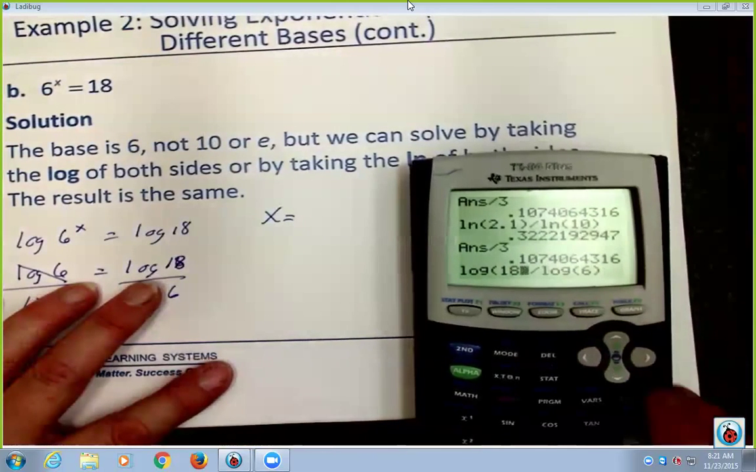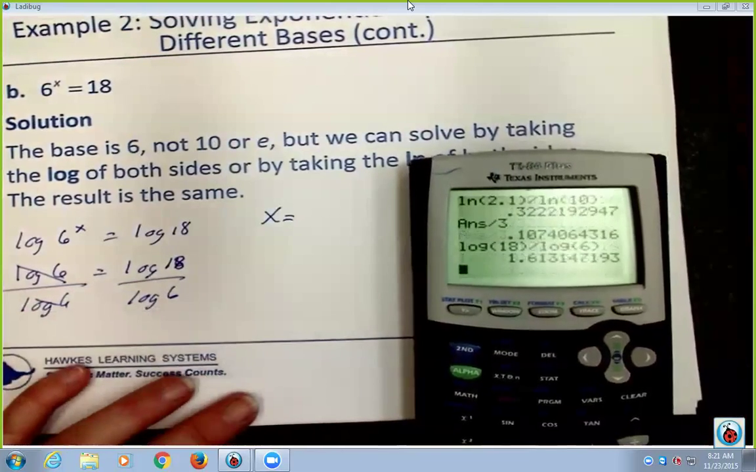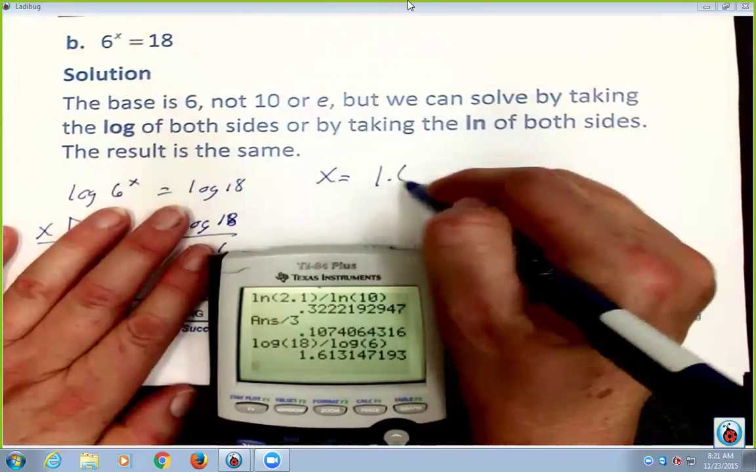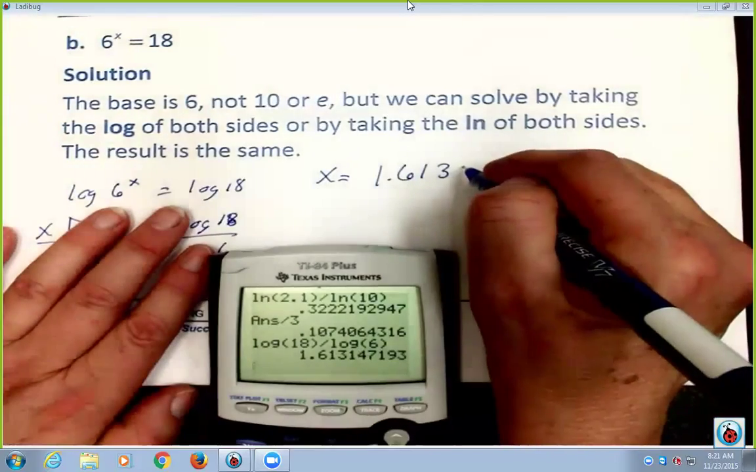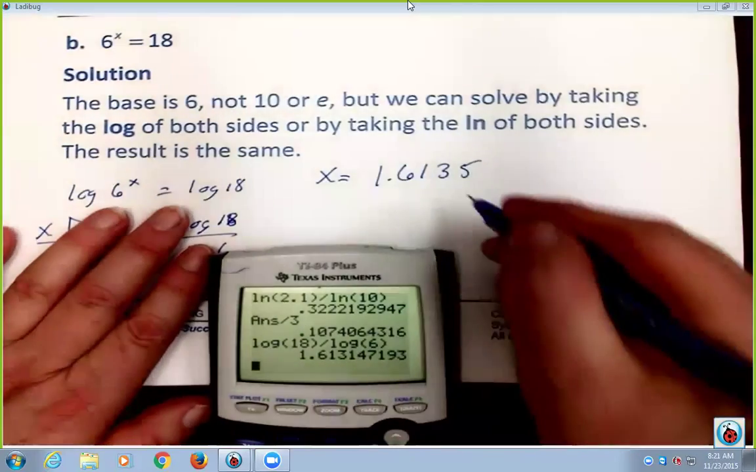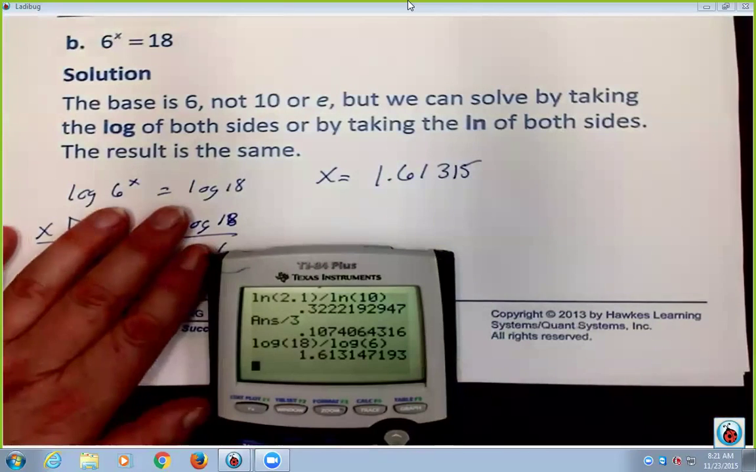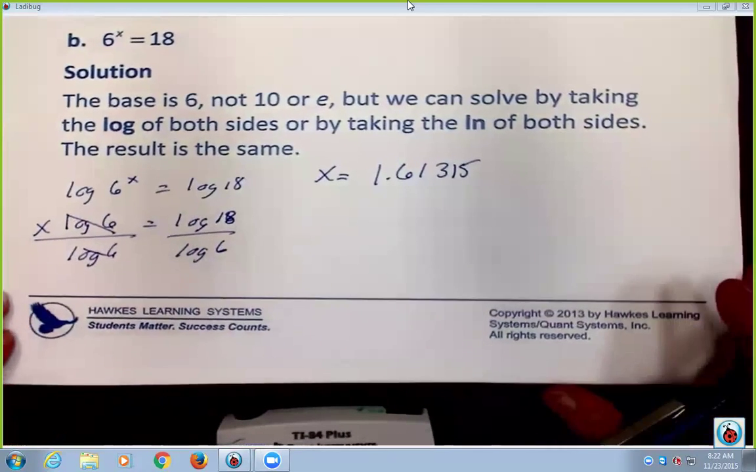Put 8 in there. And now, I think I got it right. Yep. Hit enter. And our answer comes out to be 1.61315. There we go. And so that becomes what our solution happens to be. Okay. So that's what it equals when you get finished with that.